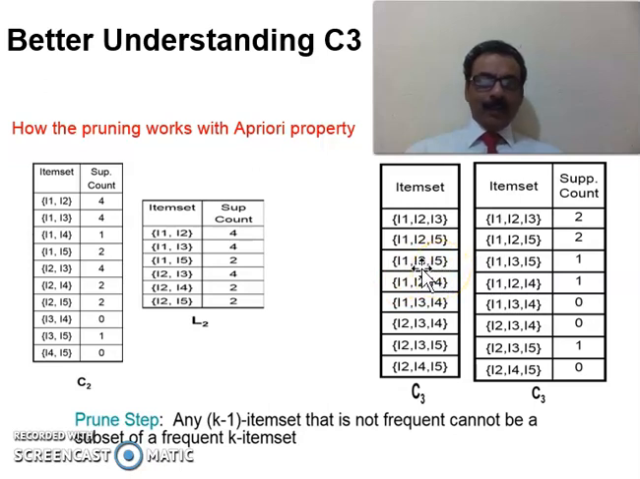When you go for I1, I3, I5, have a look at the subsets. I1, I3 is one of the subsets. Yes, I1, I3 is frequent. Another subset is I1, I5. Yes, I1, I5 is also frequent. Next, you look at I3, I5. That is another subset. I3, I5 was not frequent, so it was removed.